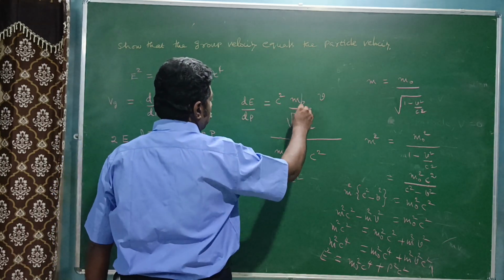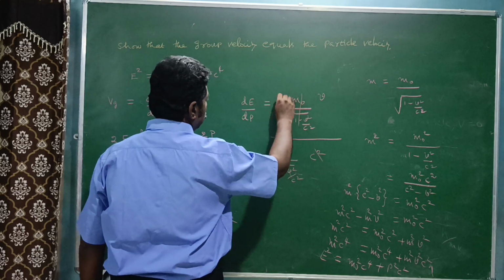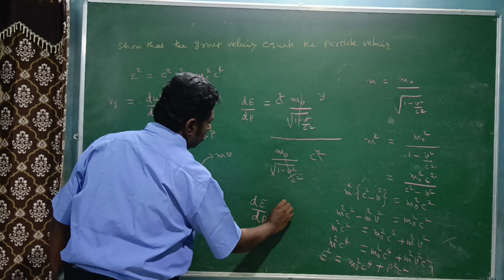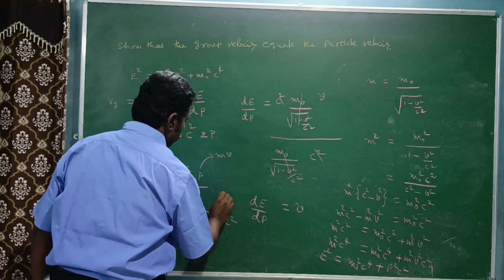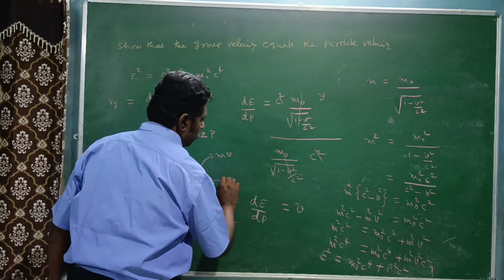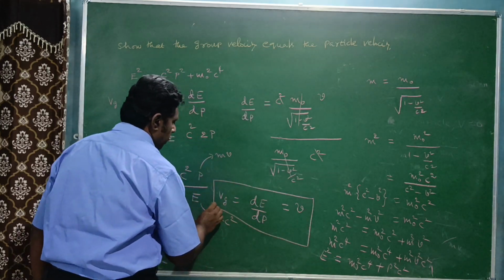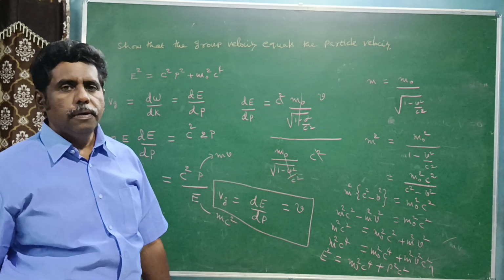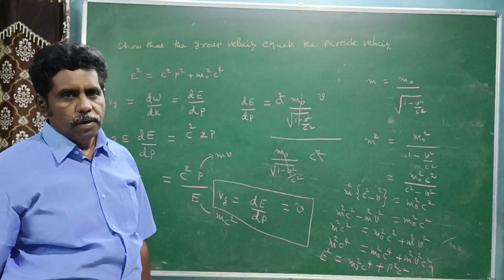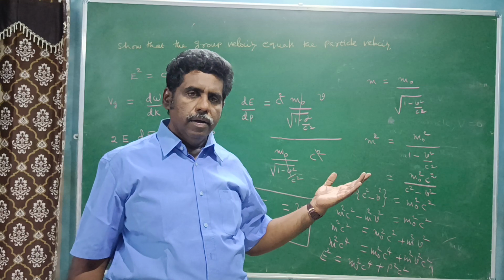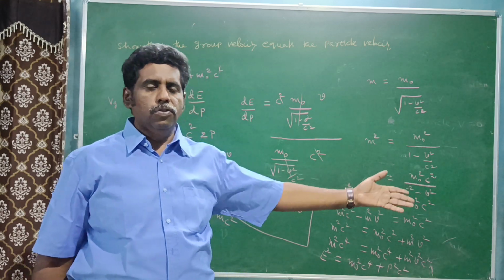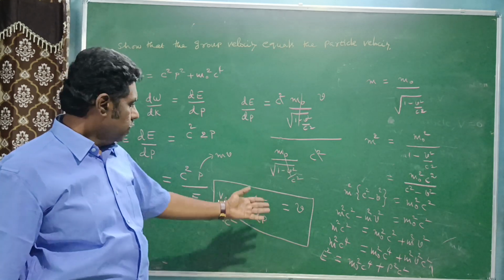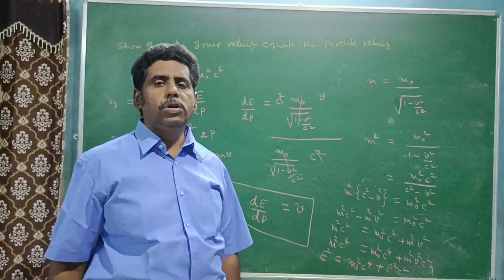Now we may cancel these things. We can get dE by dp, which is equal to v. This is actually our group velocity. Therefore, in the case of relativistic aspect also, group velocity equal to particle velocity. In the non-relativistic limit, the velocity of the particle is equal to group velocity. In the relativistic limit also, velocity of the particle is equal to the group velocity.